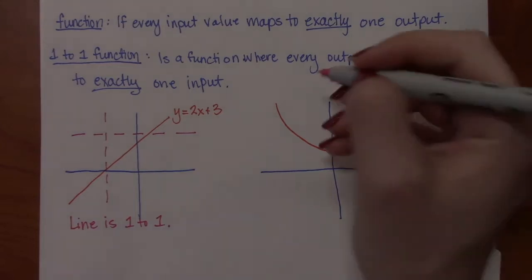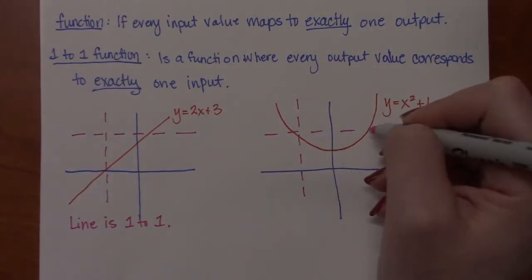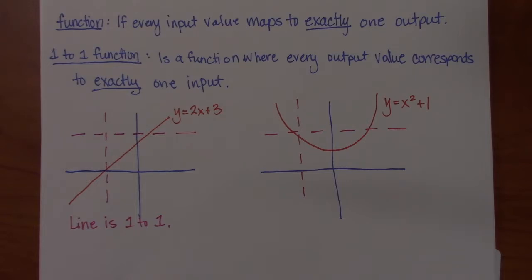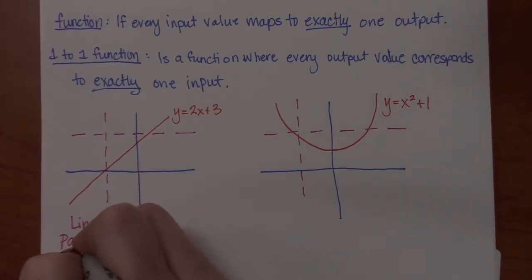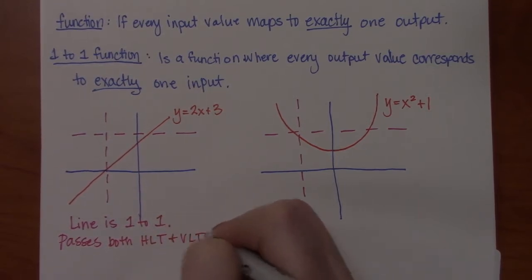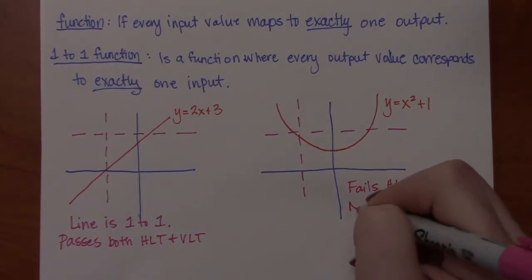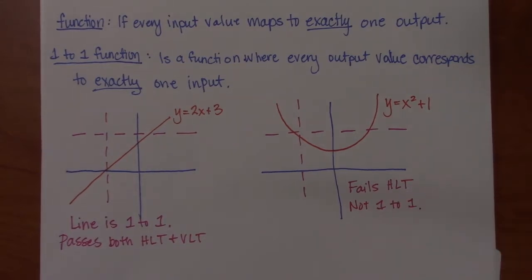The parabola is a different story. It's going to pass the vertical line test, but it's going to fail the horizontal line test. So while it is a function, it's not a one-to-one function. And so one-to-one, you can think of 1x, 1y, 1y, 1x. It's only supposed to cross it one time. So this passes both the horizontal and vertical line test. This fails the horizontal line test, so it's not 1-to-1.